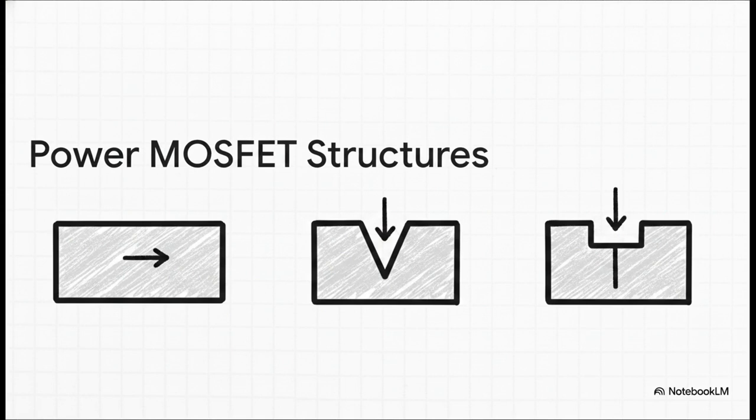And then we have the T-MOSFET, which also uses a vertical channel but in a T-shape. This optimizes the surface area even further to achieve an incredible packing density while keeping resistance remarkably low.